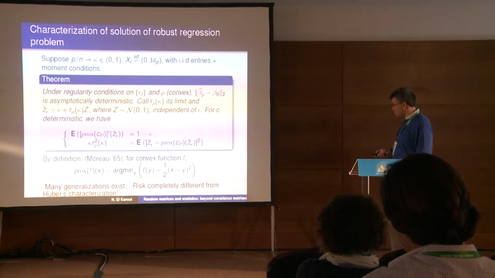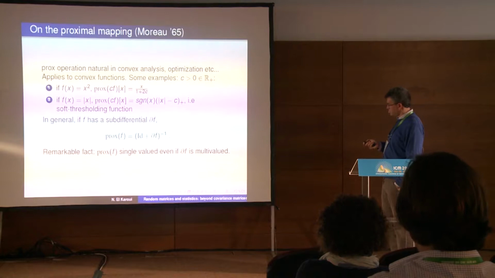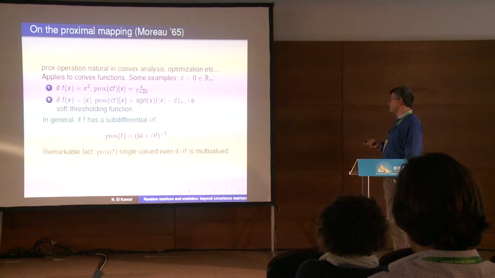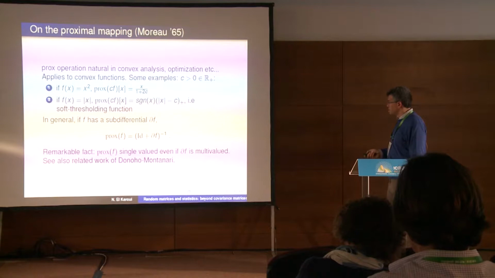Okay? So to flesh out the results a little bit, if f of x is x squared, the prox is just the scaling. Okay, if f of x is the absolute value, then the prox is soft thresholding. Okay? And in general, you can think of it as the identity plus the subdifferential of f, and you take the inverse of this. And as I said, there's also very nice work of Donoho and Montanari on this. Okay? All right. So in particular, when C goes to zero, the prox goes to the identity.